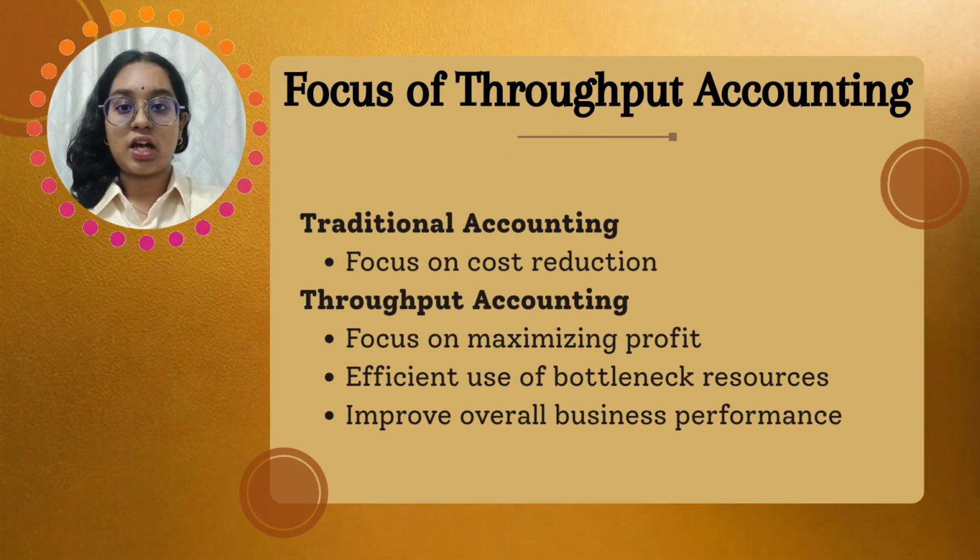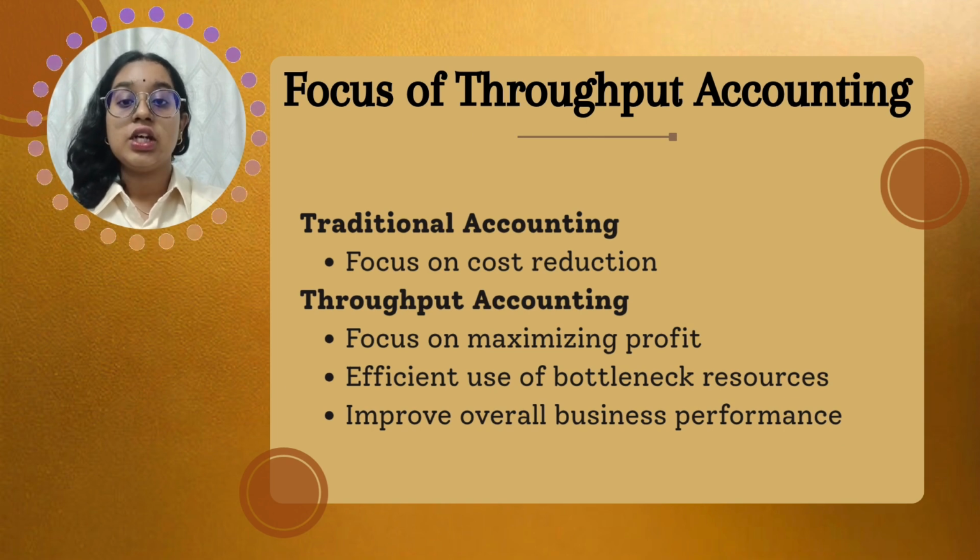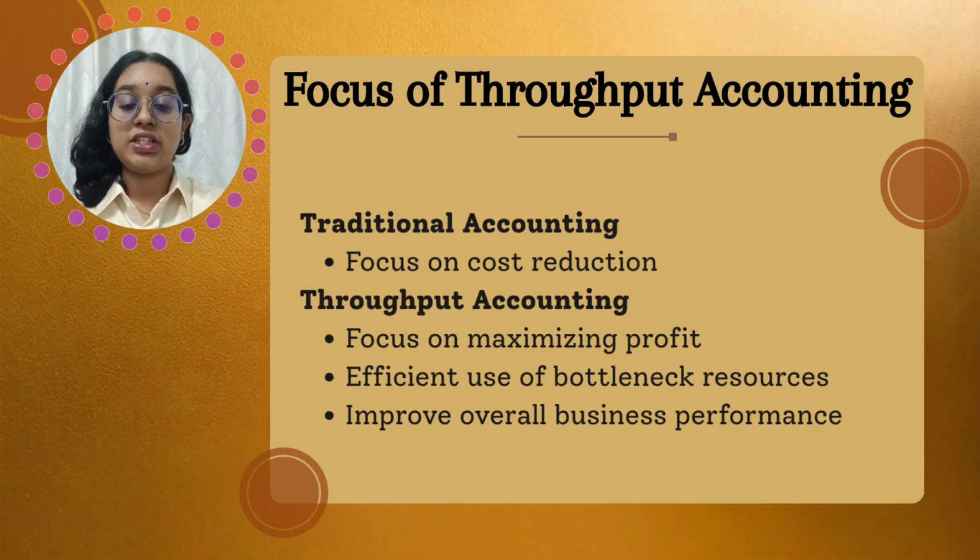Unlike traditional accounting methods, which often focus on reducing costs, throughput accounting focuses on maximizing the profit generated from constrained resources. It encourages managers to use bottleneck resources as efficiently as possible to increase profitability.